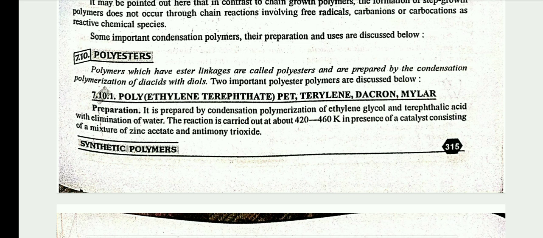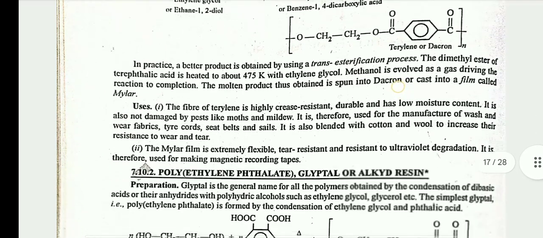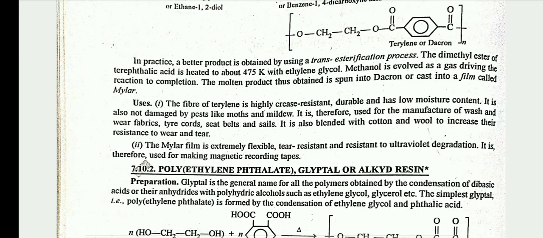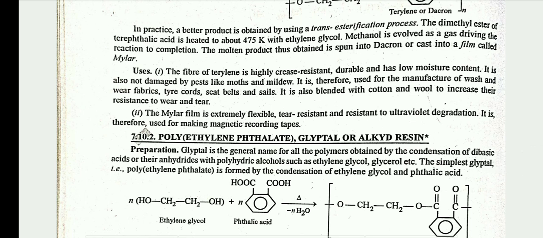The reaction is carried out at about 420 to 460 Kelvin in the presence of a catalyst consisting of a mixture of zinc acetate and antimony trioxide. Uses: the fiber of terephthalate is highly grease resistant, durable, and has low moisture content. It is also not damaged by pests like moths and mildew. It is therefore used for manufacture of wash and wear fabrics, tire cords, seat belts, and sails. It is also blended with cotton and wool to increase their resistance to wear and tear.